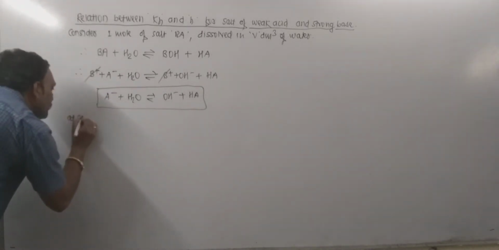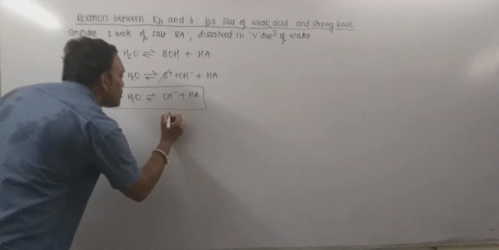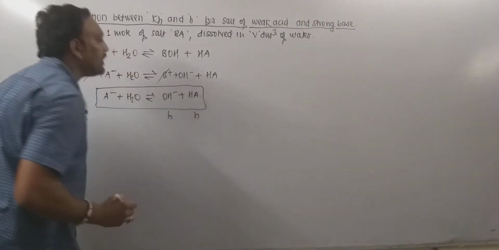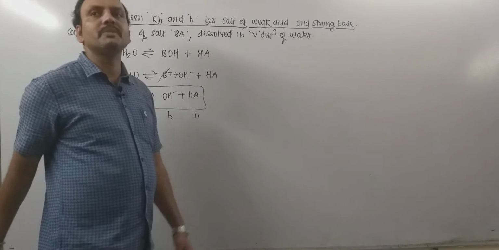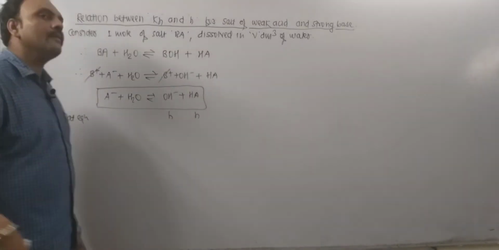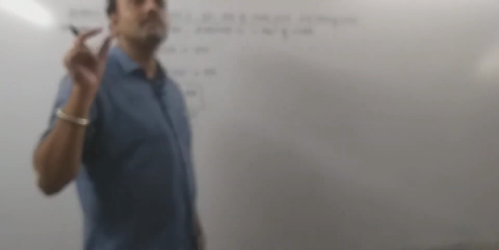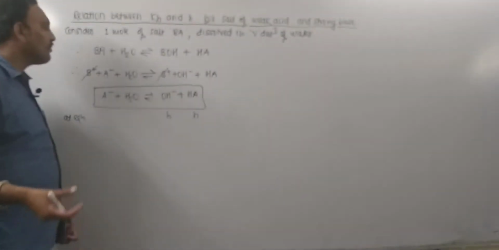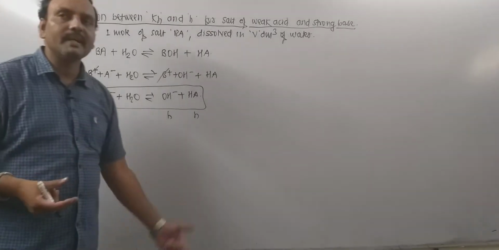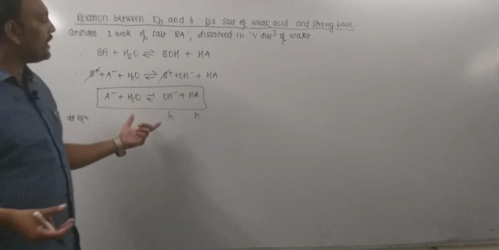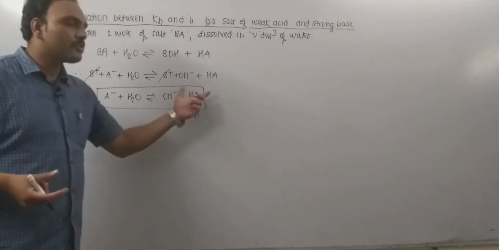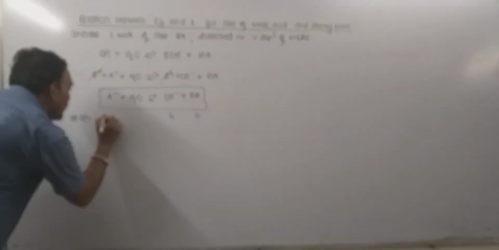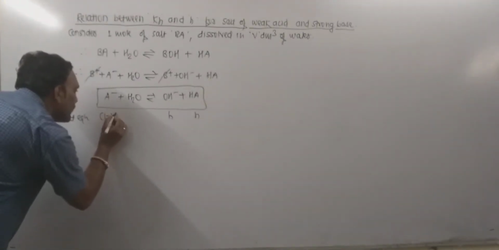So at equilibrium, h moles of OH- and h moles of HA are present in the solution, as we are considering that out of 1 mole of A-, which represents the salt, h moles get hydrolyzed. Thus the solution contains h moles of OH- and h moles of HA. The unhydrolyzed moles will be 1 minus h.